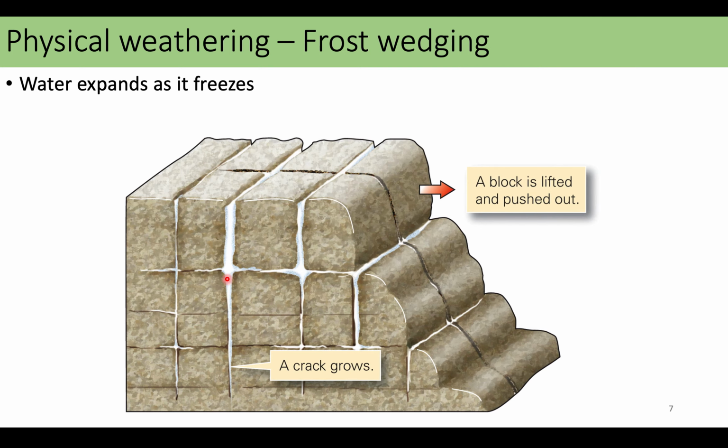We have something similar that is called root wedging. So instead of water, it's actually plant roots. Small plants and shrubs can begin to grow on the surface of the rock. Maybe there's some soil. Maybe there's some soil that has been caught in the crack.